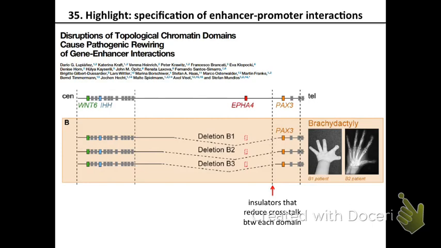And the other way that they knew that is that there were patients in which the segment was actually flipped. So you had a chromosomal segment inversion. In that case, the EphA4 gene is not removed. It's expressed, but these people still had brachydactyly. Okay?